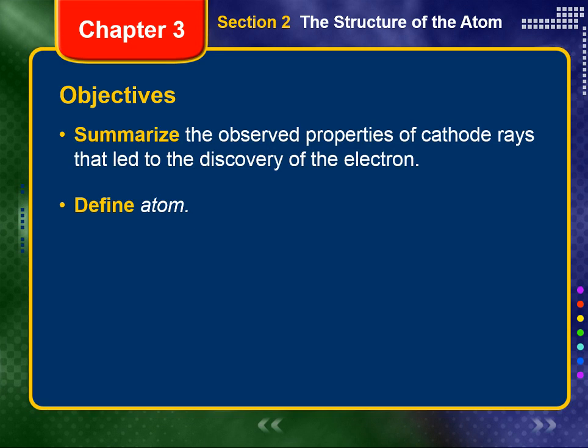At this point, you should be able to summarize the observed properties of cathode rays that led to the discovery of the electron and define atom.